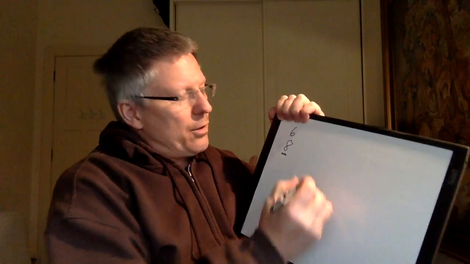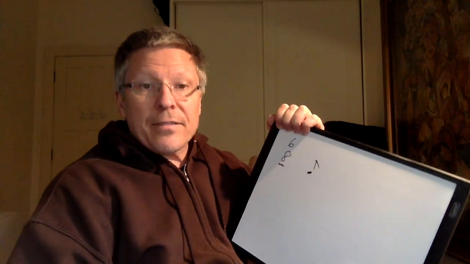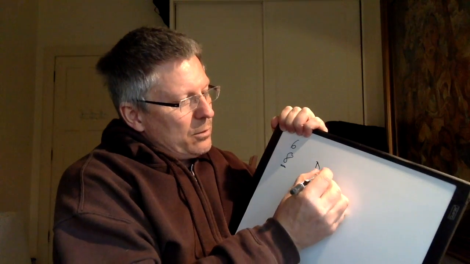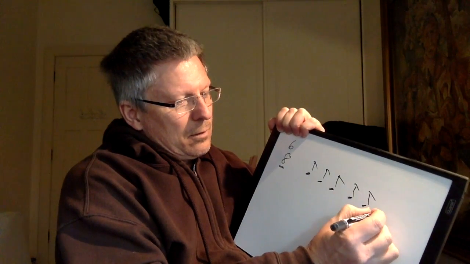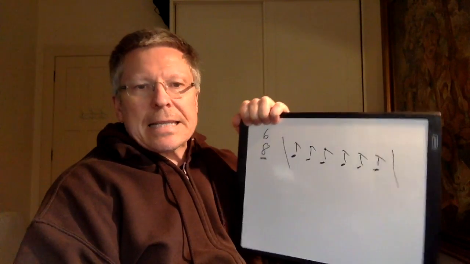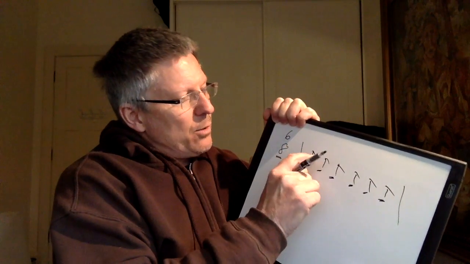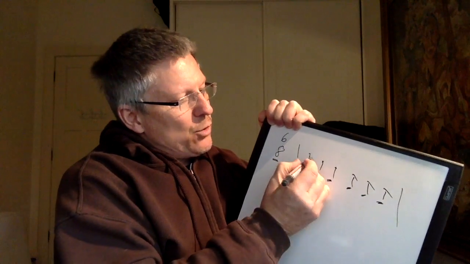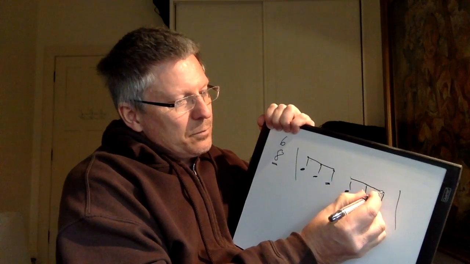Now the 8 represents eighth notes. So we're going to have these little fellas. And how many of them? We're going to have 6 of them. That represents a bar. Now typically in 6/8, you would group these into 2 lots of 3. So we'd get rid of those little tails and we'd join up 3 like that.